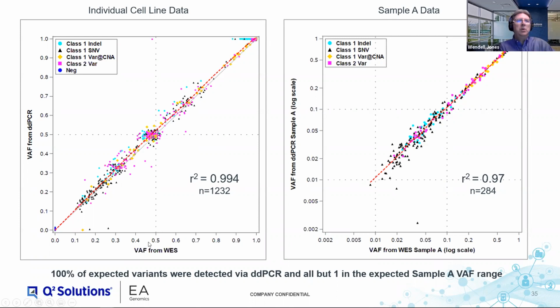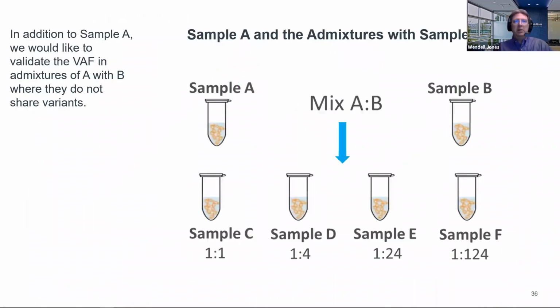Anyway, if you go to sample A, the thing here is we've switched from a linear scale from 0 to 1 to a logarithmic scale. So you can see very well, looking down to very, very low frequency, that we again see a very high correlation between sample A on log scale and the sample A results from droplet digital PCR. And 100% of the expected variants were detected via droplet digital PCR, and all but one of them, the one exception down here, has the expected sample A variant allele frequency value given the sampling variation that occurs.